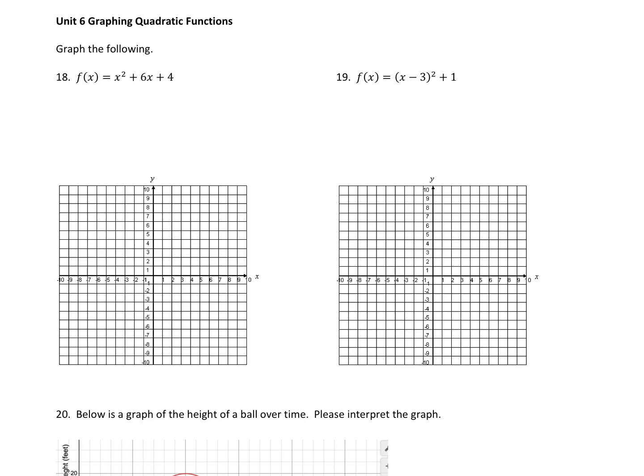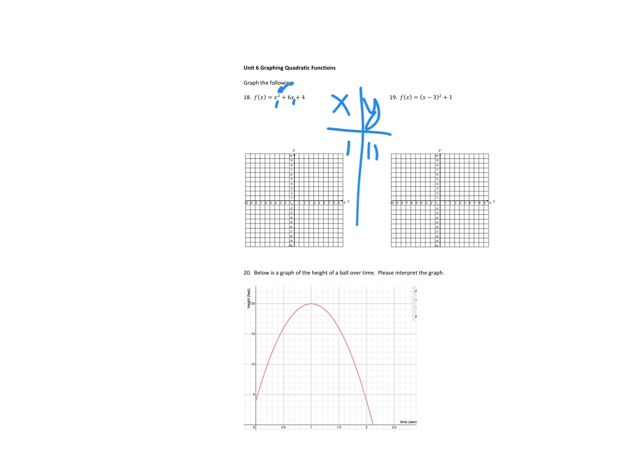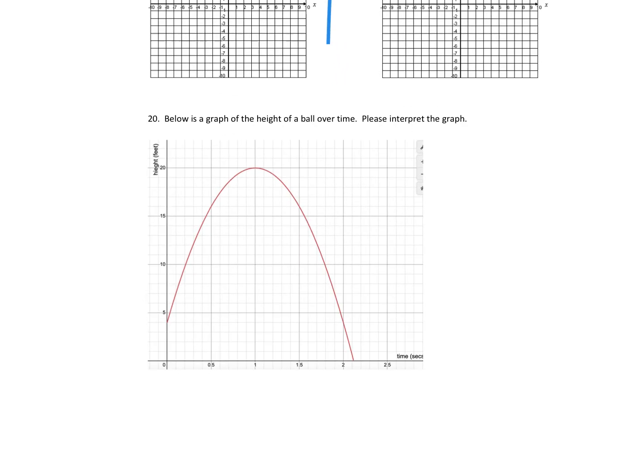How do you graph this one? Same exact way. XY chart. Find enough points. I know it's a quadratic, so I know it's a U shape, but I don't know exactly where it is. Well, stick in 1. See what you get. 1 squared is 1. 6 times 1 is 6. 6 plus the 1 is 7 plus 4 is 11. 1 comma 11. Free point. The XY chart is used for like half of this worksheet. It's huge. If you don't know how to do those, please ask.